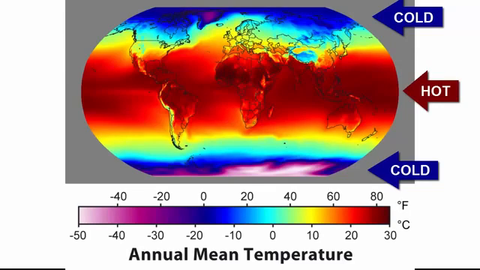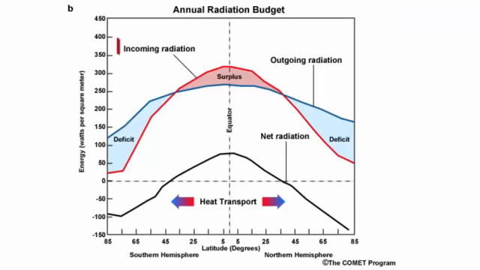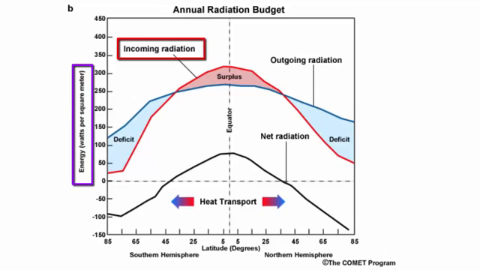This map shows the average annual temperature on the planet. Red is the hottest, purple is the coldest. Hottest at the equator, and coldest at the poles. This graph shows the actual value of incoming radiation in watts per square meter per year by latitude. Not the same unit we've been working with, but a comparable one.